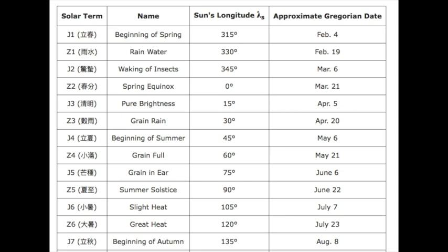So, summer solstice again is the middle of summer. It's not the beginning of summer, according to the sun's longitude and the planetary movements during the year. And it makes sense that there are 24 solar terms, which is 24 hours a day.